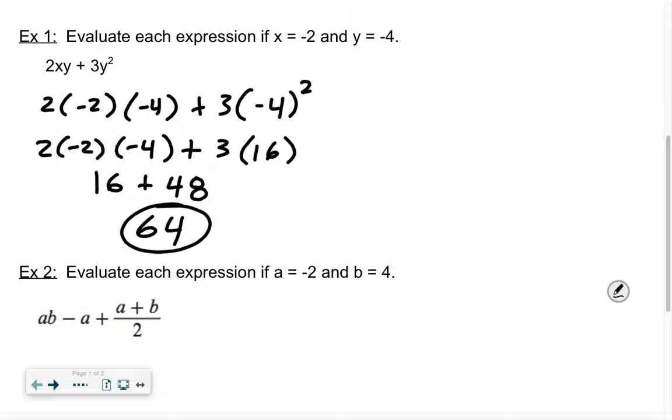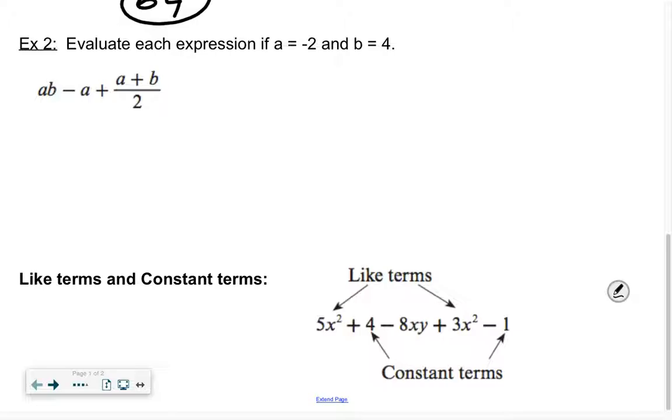You guys have been doing this for a number of years. Just be very, very careful when you plug it in. Let's do another one. On your own. There's your expression. We want a to be -2. b is going to be 4.